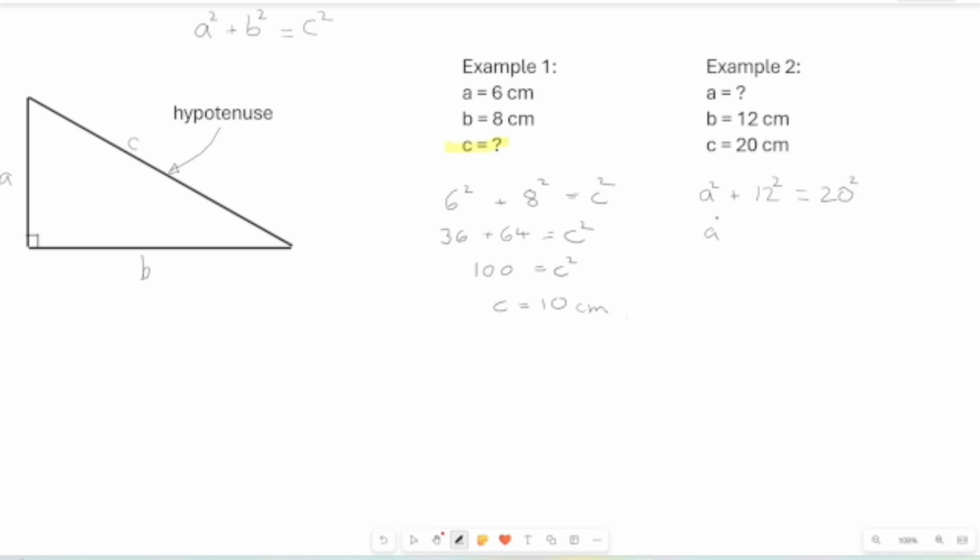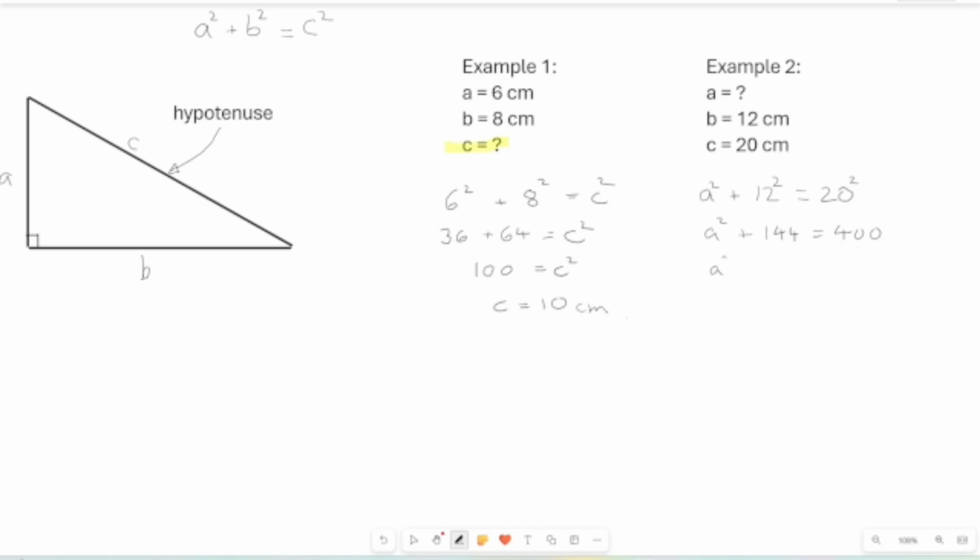So A squared plus, now 12 squared is 144, 12 times 12. And that is 20 squared, and 20 times 20 is 400. Now what we need to do is to get A squared on its own, we take away 144 from the left side of the equal sign. That means we've got to take away 144 from the right side as well.